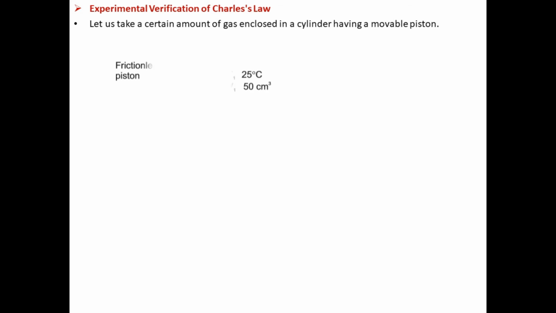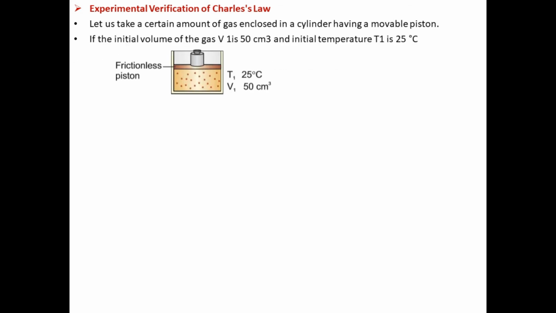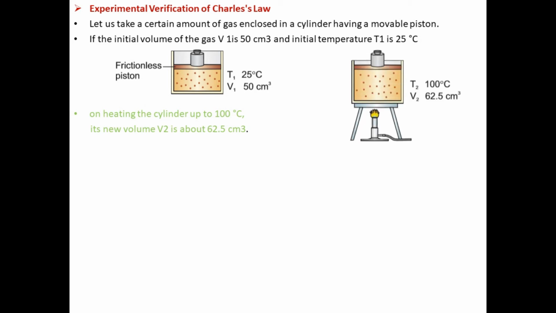Now we will discuss the experimental verification of Charles's law. Suppose we take a certain amount of a gas enclosed in a cylinder having a movable piston. The initial volume of the gas V1 was 50 centimeter cube and the initial temperature T1 is 25 degrees centigrade. On heating the cylinder up to 100 degrees centigrade, its new volume V2 is about 62.5 centimeter cube. It is clear that by increasing the temperature, the volume of gas is increasing.